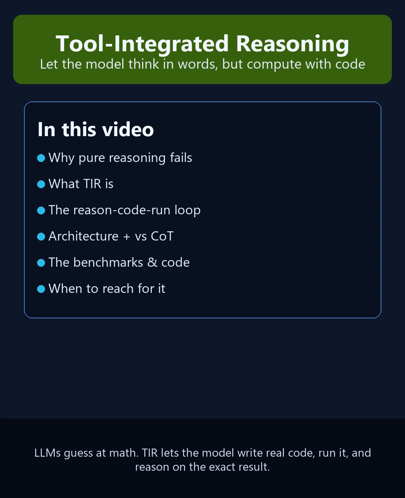Large language models are brilliant reasoners, but ask one to multiply two big numbers or run an algorithm and it often just guesses. Tool integrated reasoning, or TIR, fixes that. The model interleaves its natural language thinking with real code that a Python interpreter actually runs, then reads the result and continues. In this video: why pure reasoning fails, what TIR is, how the loop works, its architecture, how it compares to chain of thought, the benchmarks, the code, and when to reach for it.